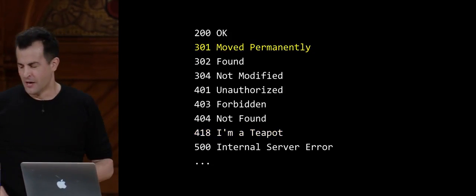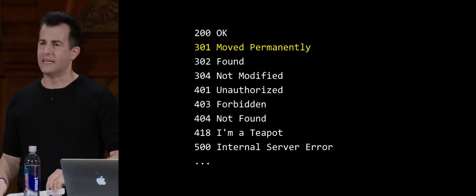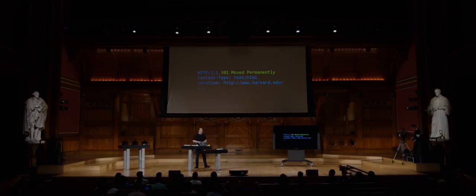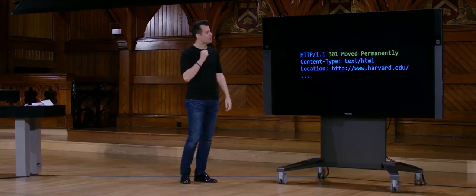And then there's this one. 301 moved permanently. It's kind of a scary sounding thing, as though a website just kind of up and left and went elsewhere. But it's a powerful mechanism in the following way. If a server inside of one of these envelopes responds with a response like this, there tends to be one other piece of information at least.